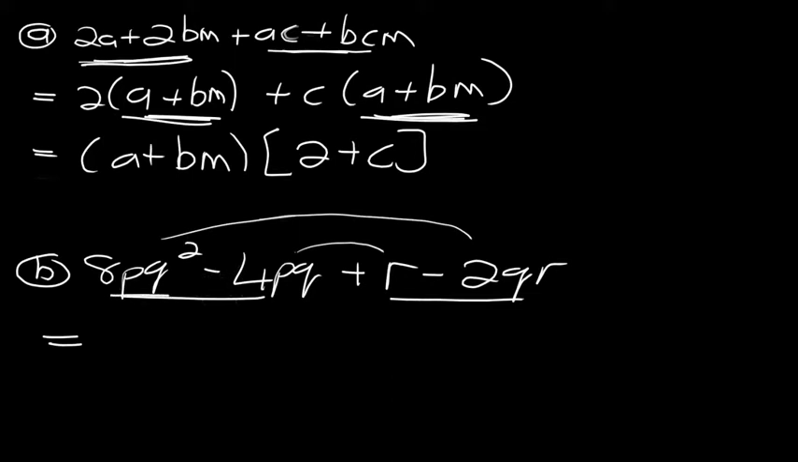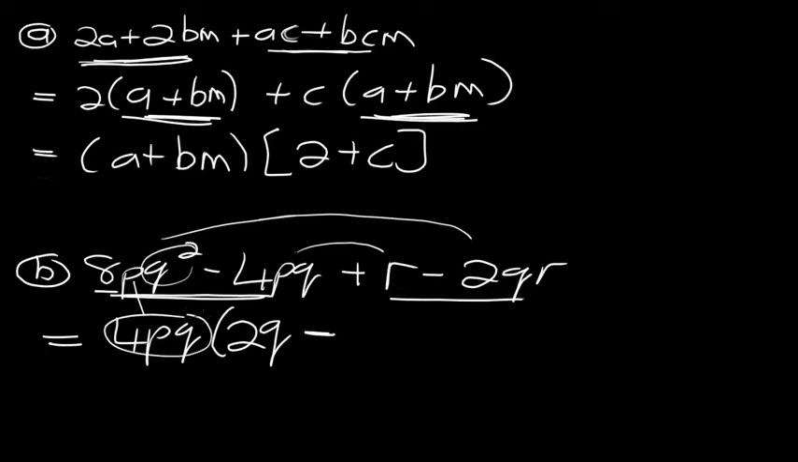In this case, we'll group the first 2 together and we will take out 4pq. If we've taken out 4 from 8, actually divide the 4 into the 8, it's 2. The p we've already taken out, so there's no p left, and then you take out 1q, so it's q left. And there, if we've taken out 4pq from minus 4pq, you are left with minus 1. So that's what we are left with there.